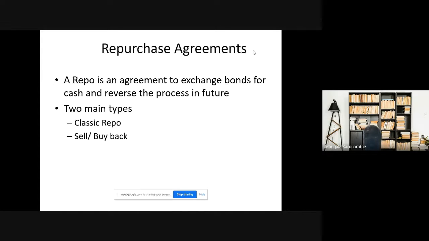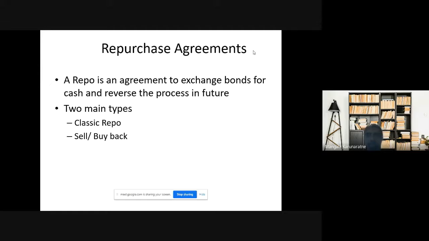So now I have categorized here two types of repurchase agreements: classic repos and sell and buyback repos. Now, what is the difference between classic repo and sell and buyback? Classic repos are the repos that we usually find in our market, and the very popular repo type here is the classic repo. We will go through the features of classic repo.